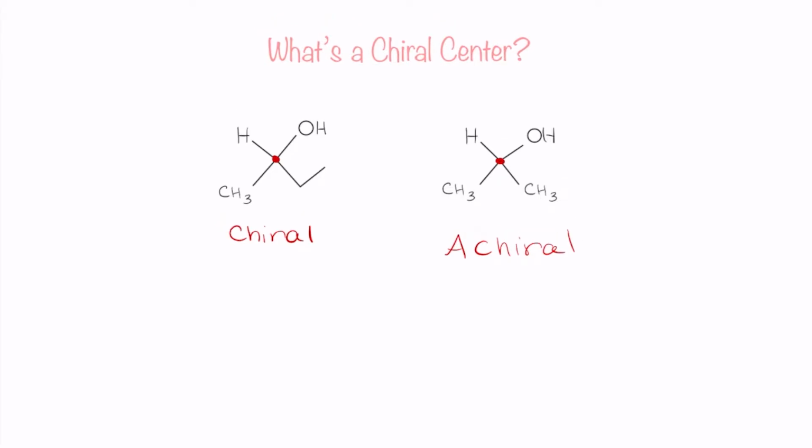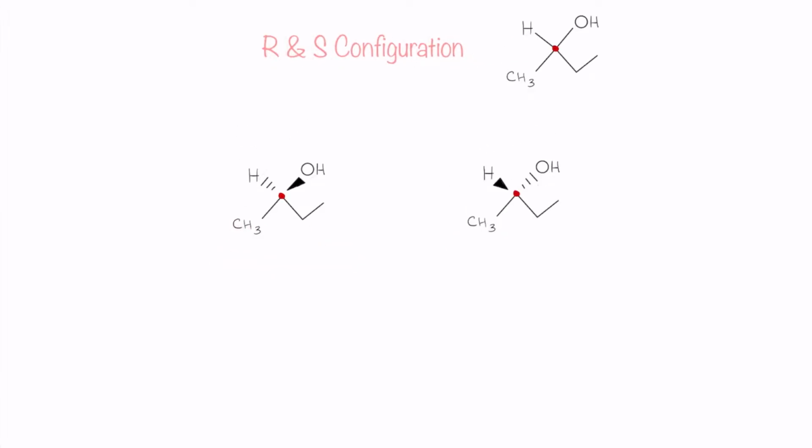Why does this matter anyways? It's because the groups attached to the carbon are going to orient themselves in different directions around the atom, and the direction in which they orient themselves actually matters a lot. So let's examine this chiral center a little further. Here I have the chiral center redrawn, and you might see it being drawn with wedges and dashes, as in these examples here.